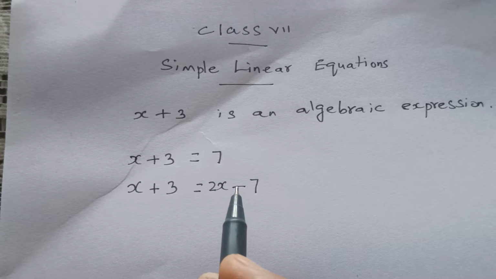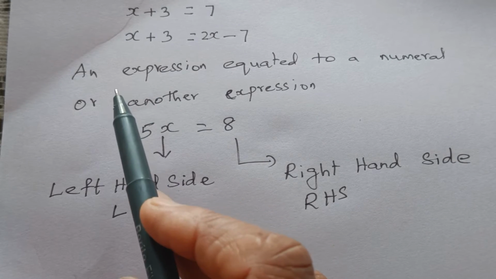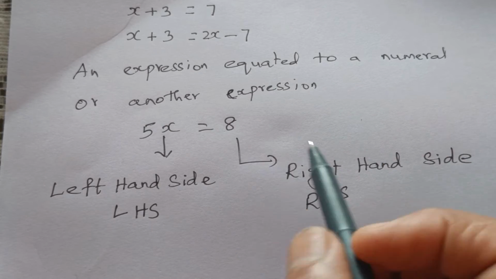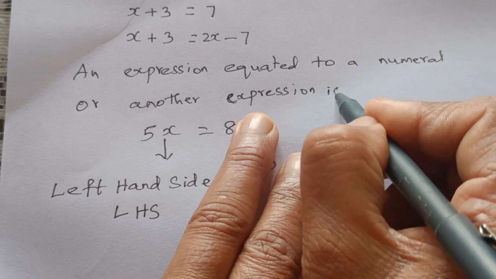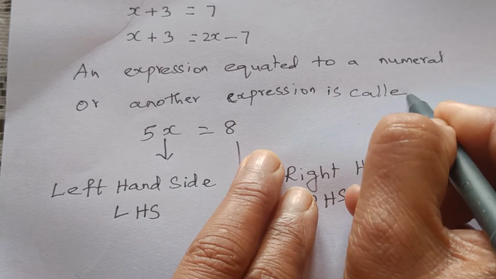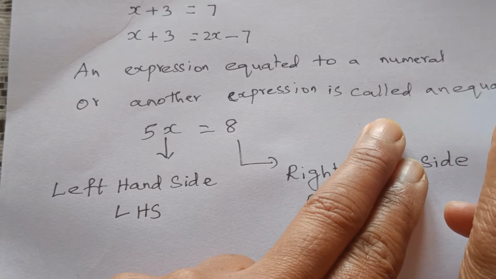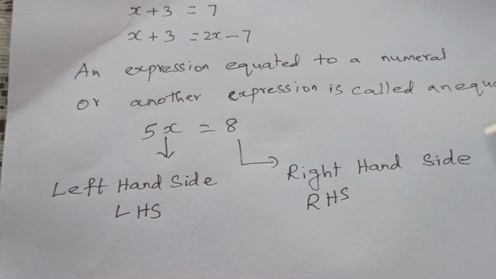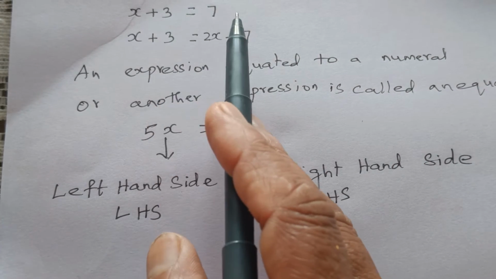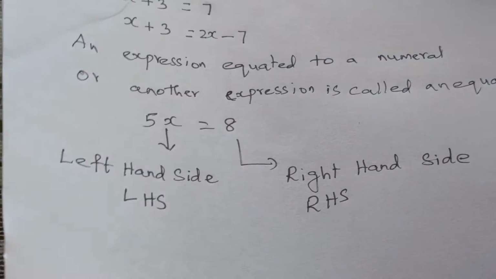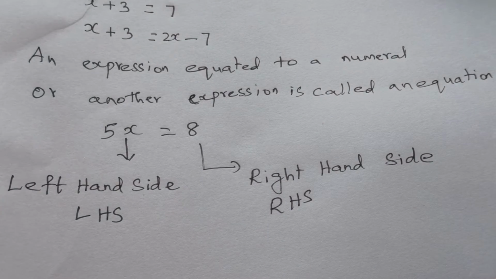Okay. So, we'll see the definition. An expression equated to a numeral or another expression is called an equation. Okay, this is the definition of an equation.